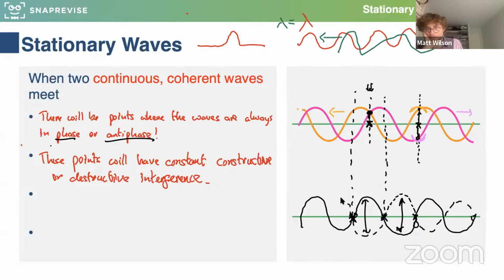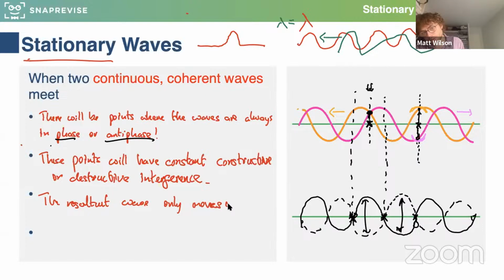And this effect of a wave, an effective wave that doesn't seem to be moving, is what we call a stationary wave. Stationary because it doesn't seem to be moving. So the resultant wave only moves up and down. This is a stationary wave. Good. Okay, so that is stationary waves.